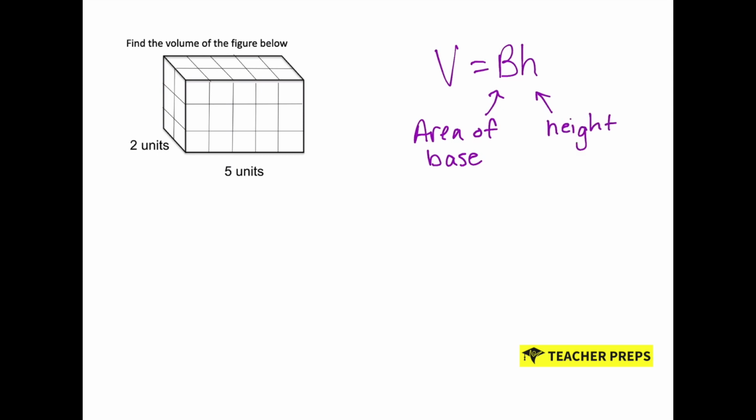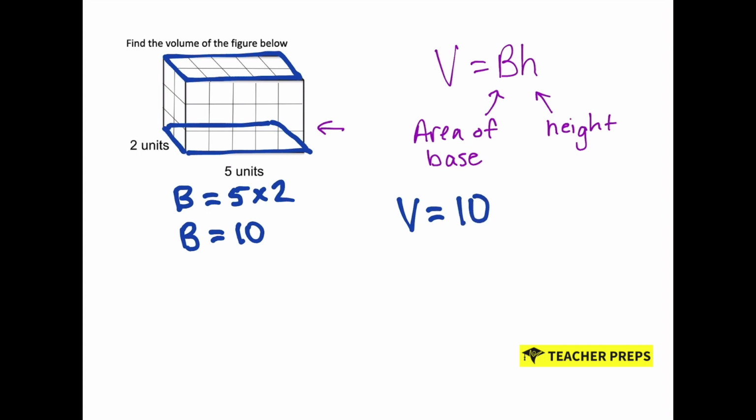But recall the volume is how many cubic units fit in the inside. So we're looking to see how many cubes fit inside this shape. The area of the base would be a rectangle. To find the area of that rectangle, we would take 5 times 2. That's our capital B. So capital B is going to be 10. For our height, we can count how many units up, which is 3. So our height is 3. So our total volume of this prism is 30 units cubed. That means you would fit 30 of those unit-by-unit cubes inside the figure.